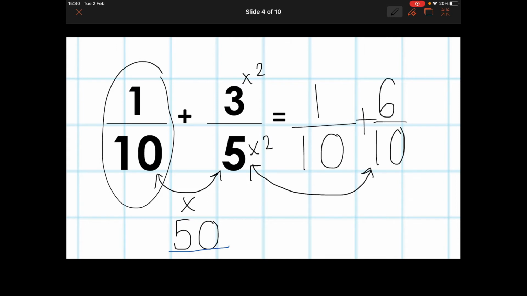And now that both fractions have the same denominator, we can go ahead and add them together, nice and simple. I know that my denominator will be 10. And I know that 1 add 6 is 7. Now 7/10 is the answer, and that is in its lowest term because 7 is an odd number.